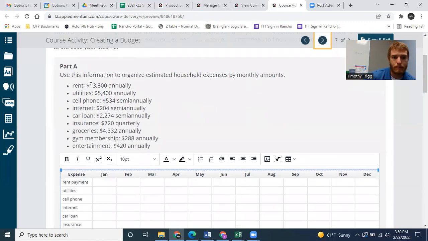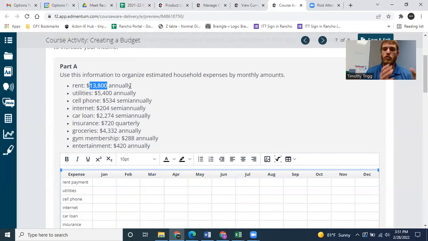Notice it says rent, $13,800 annually. That means once per year. But we want to spread that payment over 12 months so that we know how much to save for each month. Even if we only have to pay once per year, we want to know how much should I budget each month so that I don't have a $13,800 payment at the end of the year, right?